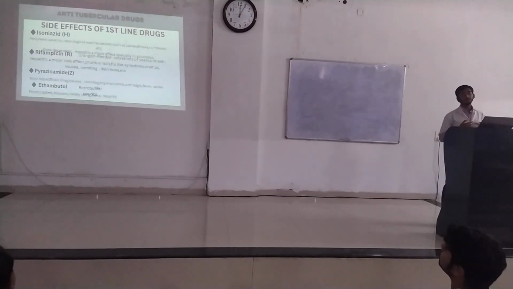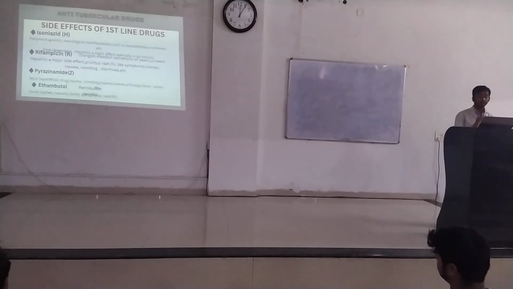Before starting all these drugs, you have to brief the patient about the entire treatment, the common side effects of the drugs, and most importantly, the adherence to these drugs for the entire treatment regimen. Third is pyrazinamide, the most hepatotoxic drug, with nausea, vomiting, hyperuricemia, and other side effects. Next is ethambutol. The most common side effect is retrobulbar optic neuritis, so you have to be cautious while dealing with pediatric tuberculosis.